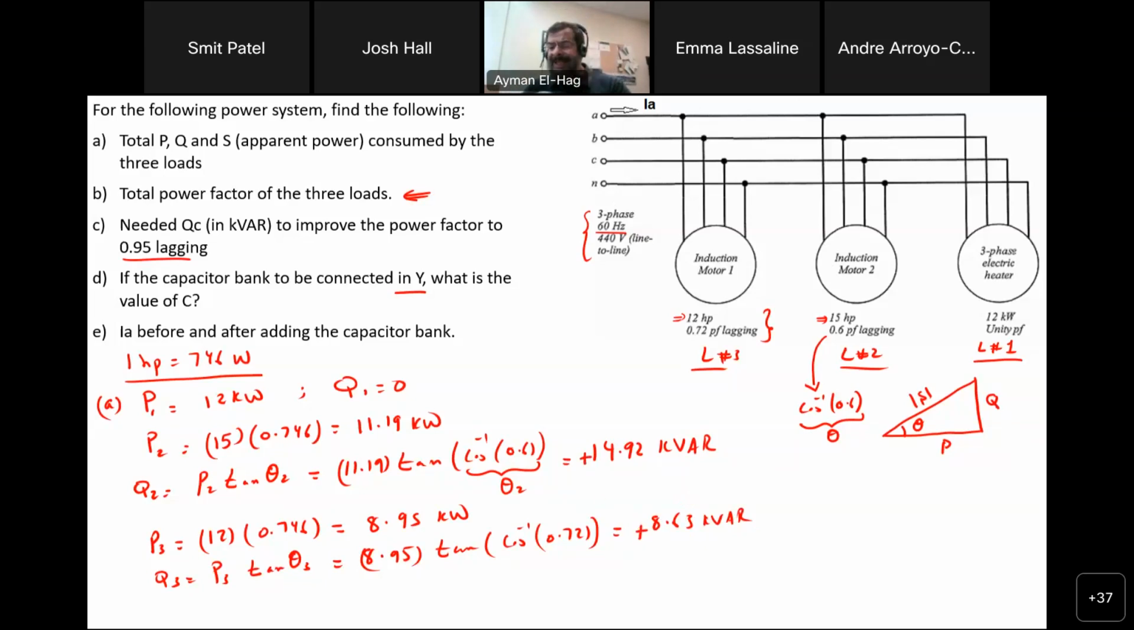Now, since our power factor is lagging, the Q will be all plus. That is the nature of the load. It's unlikely to have a leading power factor. Just in case, for an odd reason, you have a leading power factor, then the sign of Q will be negative. That is the only thing that you need to pay attention to.